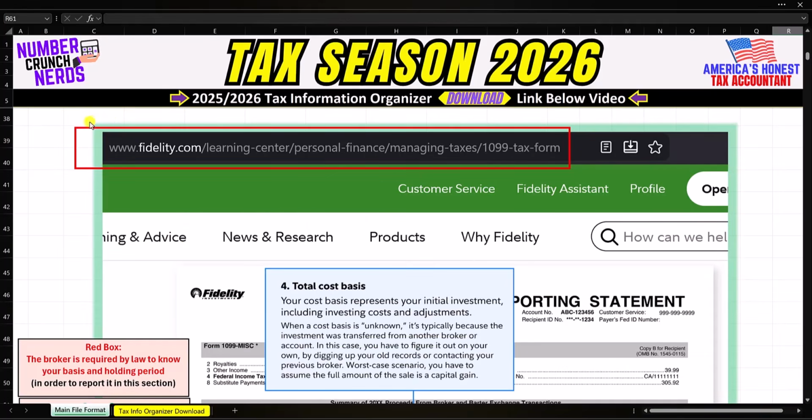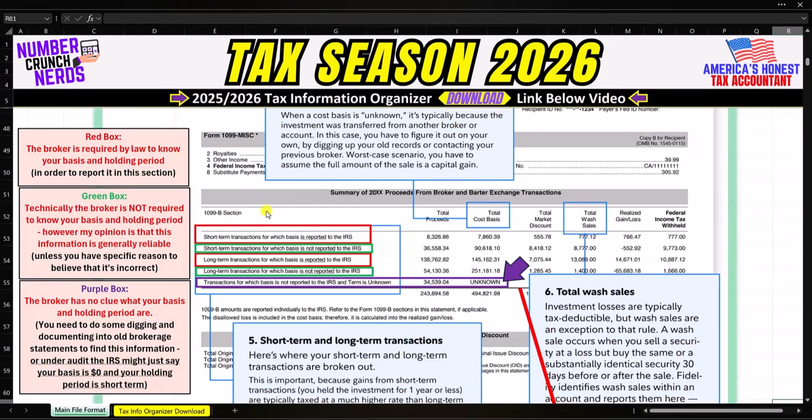If we take a further look into this 1099 Composite example that I snagged from Fidelity.com, and we take a look down here in these various descriptions, for transactions in the red boxes, the broker is required by law to know your basis and holding period in the positions, meaning they're required to know those things in order to report that information in these red sections. Again, these red sections are the ones that say the basis is reported to the IRS.